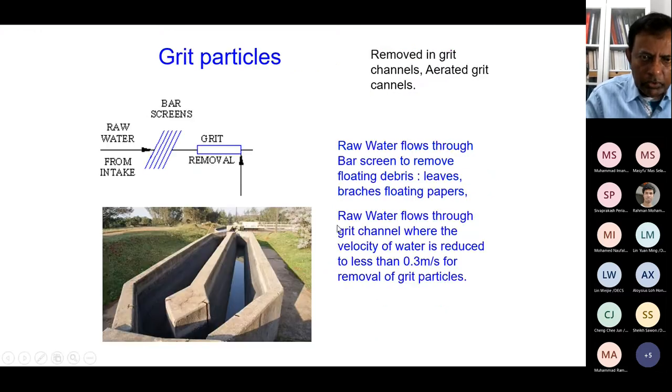Right. So what do we do for the grit particle removal? Now this is a grit channel. You can see that this is a long channel, and by limiting the velocity of water through the channel to 0.3 meter per second, that is good enough for you to remove grit particles. We will be able to do some calculations, and I will show you how a long grit channel can be utilized to collect the grit particles and remove them.